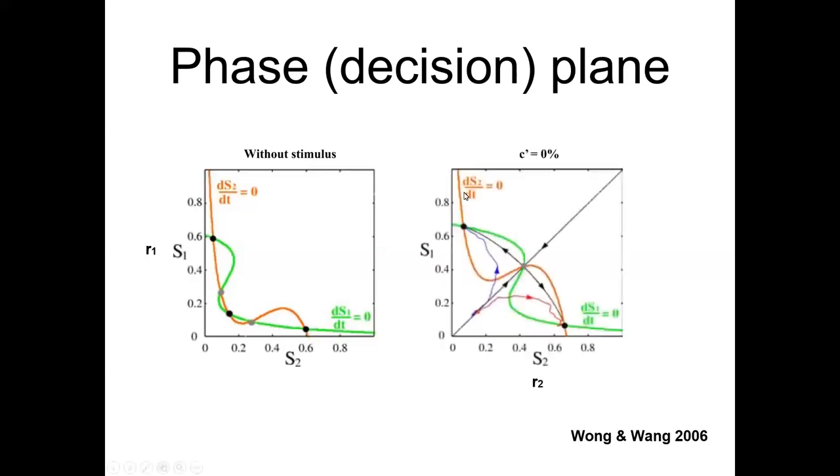But once there is an input coming in, even if the input has zero coherence, it still changes the landscape of this network state space, so that the ds2 over dt curve is lifted a little upwards, and the same thing is true for the ds1 over dt. And now you can see the stable point on the left figure disappeared. So initially the network is at this state, but now it's no longer at a stable point. It has to drift somewhere.